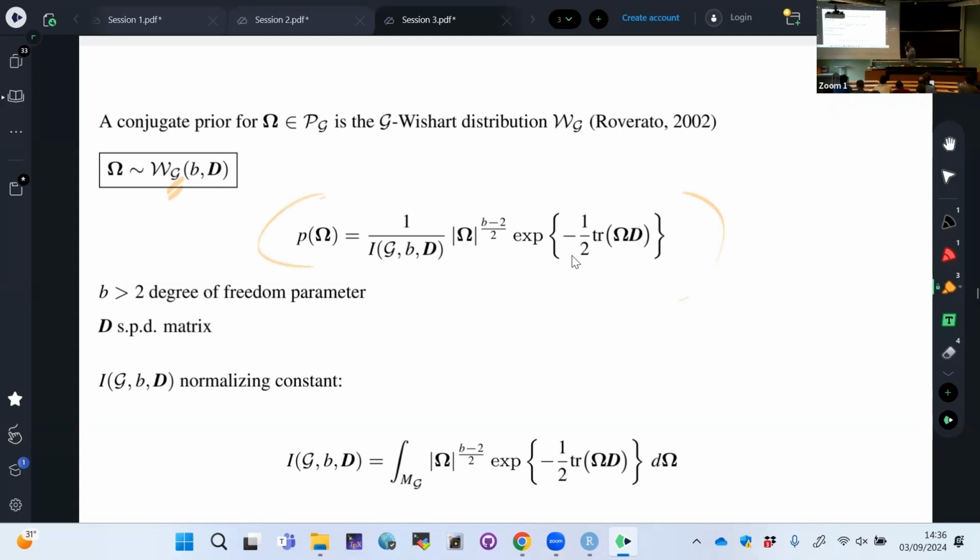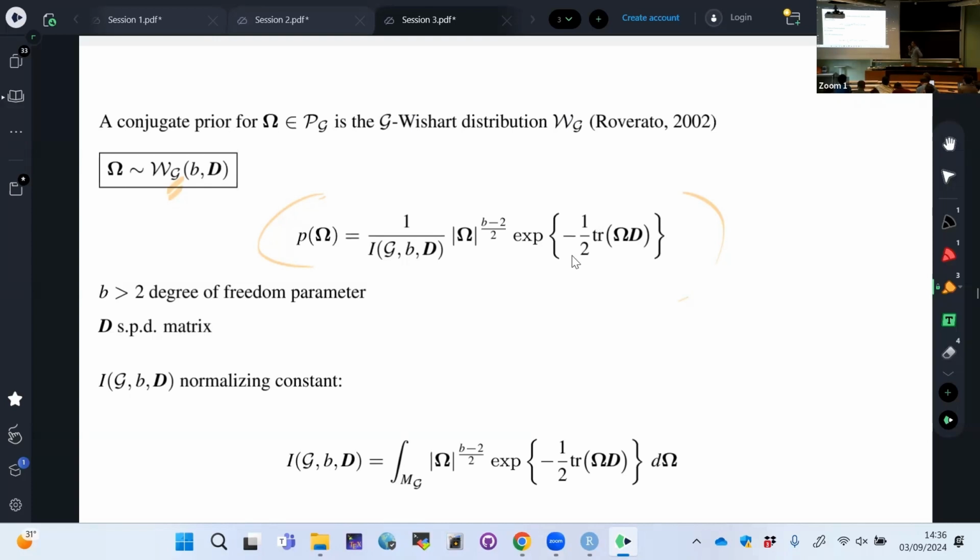What we have is a kernel which is very similar to the kernel of a Wishart distribution. If you remember, the determinant of omega raised to something, and an exponential kernel. And then we have something before, which is the normalizing constant, that we can write as 1 over I_G(b, D). This distribution depends on two parameters. The first one is a degree of freedom parameter, b, which is a scalar. The other one is a matrix, D, which is a symmetric positive definite matrix. So exactly as the Wishart distribution.